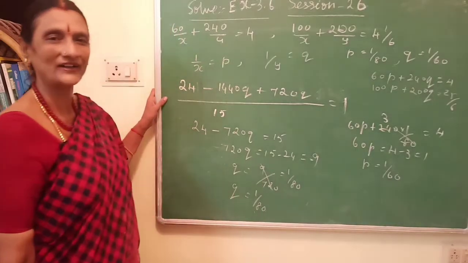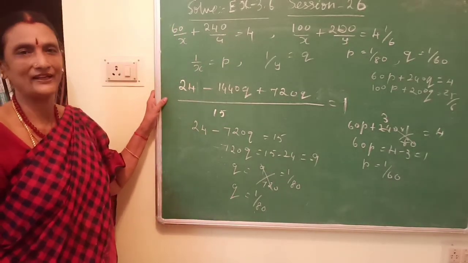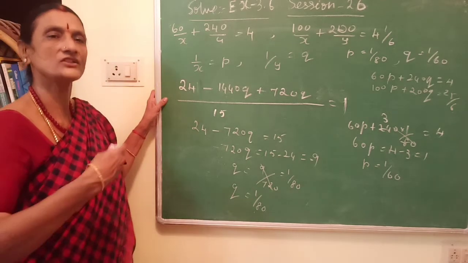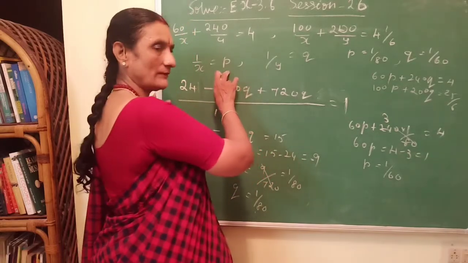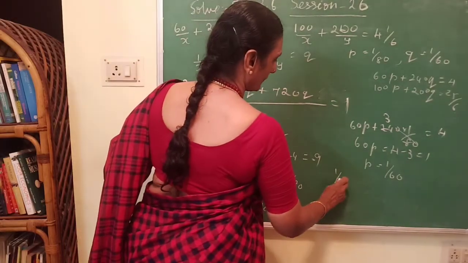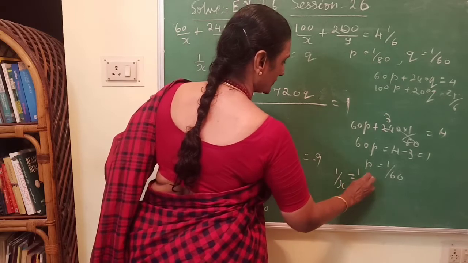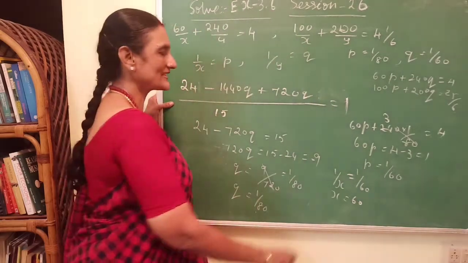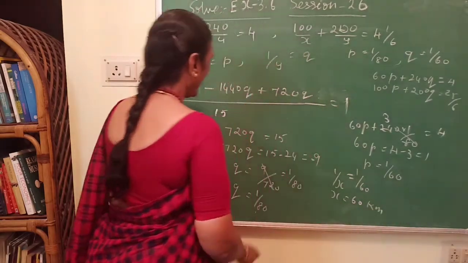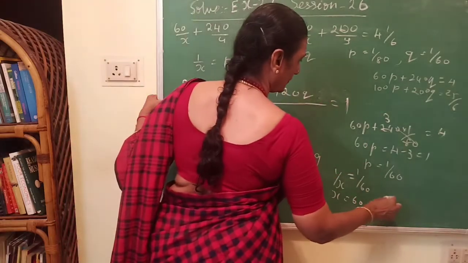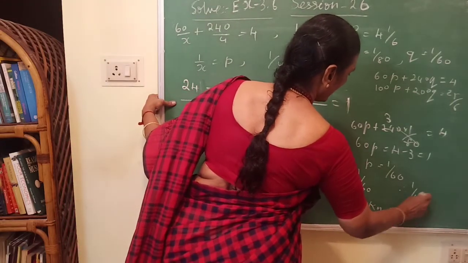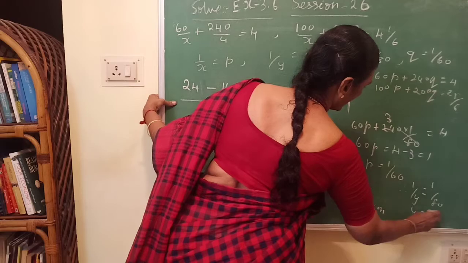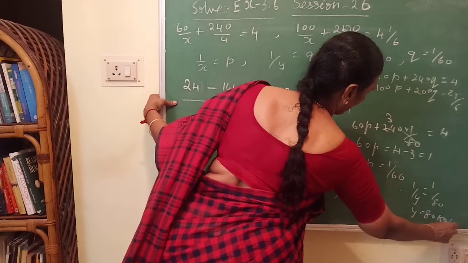Now, p and q are not the given variables. You are given the variables as x and y. So, how are you going to convert it? Here it is given 1 by x is equal to p. Therefore, 1 by x is equal to 1 by 60 implies x is equal to 60 kilometers per hour. And here again 1 by y is equal to q. Therefore, 1 by y is equal to 1 by 80. y is equal to 80 kilometers per hour.